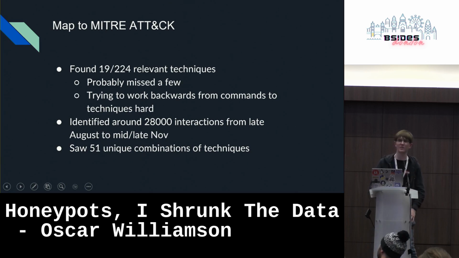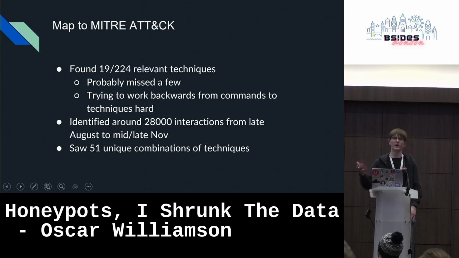I was able to identify about 19 techniques, when about 224 exist. So obviously, I most likely missed some of the techniques that MITRE ATT&CK lists, but at the same time, it's not an easy thing to work with, and trying to look at a set of commands being run on an SSH session and map it to MITRE ATT&CK, it's not that easy.